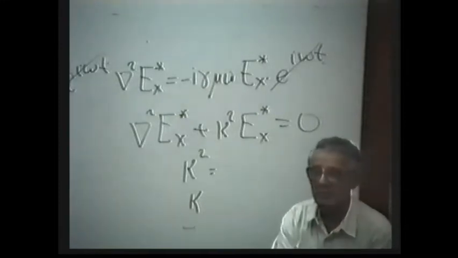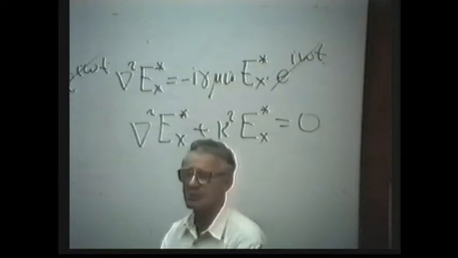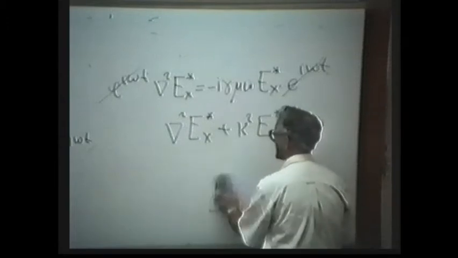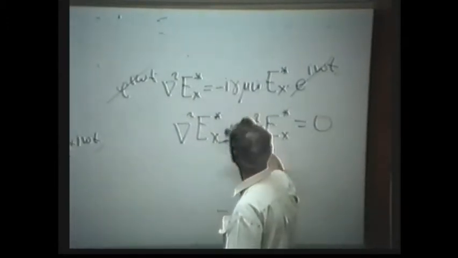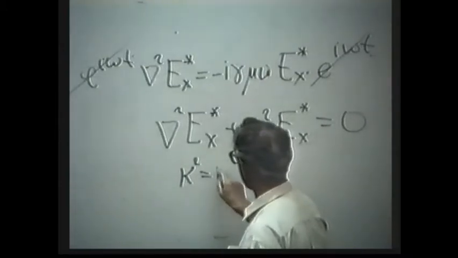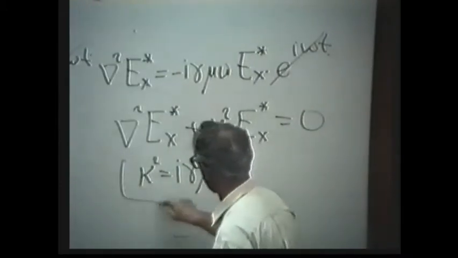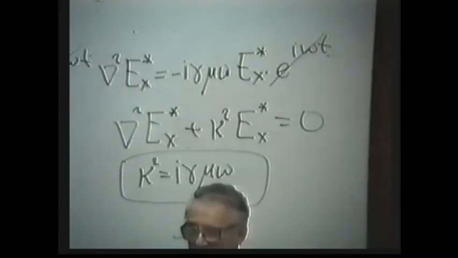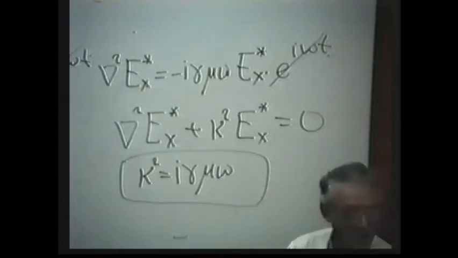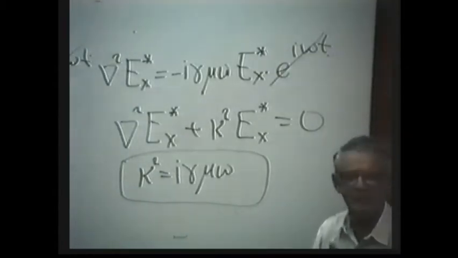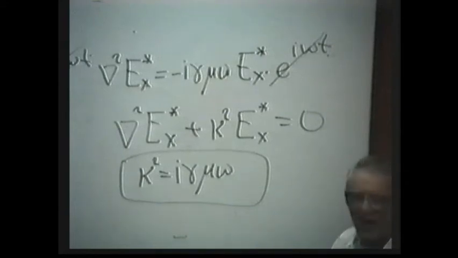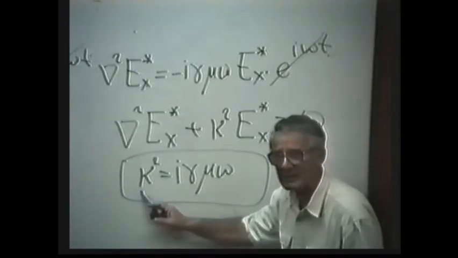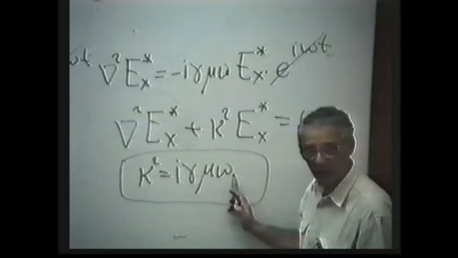Wave number. In literature it's used widely. So let us look at this wave number, the square wave number. If we compare these two equations, it's equal to i gamma mu omega. In literature, there are a lot of places where k squared, the wave number, appears. Why it's called wave number now is not important, because there are no waves, it's a diffusion, but it has a name. So it's a complex number, i gamma mu omega.